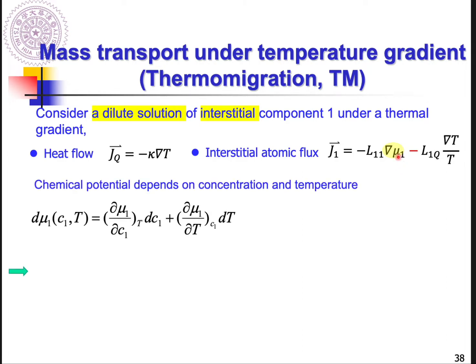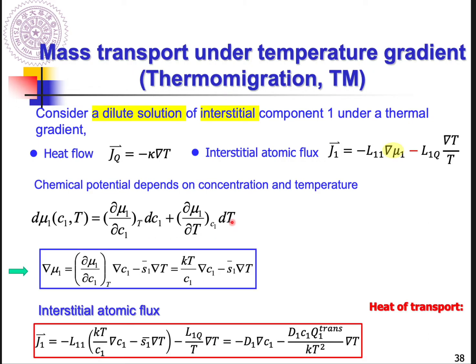The chemical potential will be affected by the concentration and also the temperature gradient. So actually, chemical potential is a function of the concentration of the interstitial atoms and also the temperature. So you need to divide these two parameters and rewrite dμ, the chemical potential, as this: at constant temperature, ∂μ/∂c dc1, and at constant concentration, ∂μ/∂T dT, separated into these two parameters in terms of the concentration and temperature.